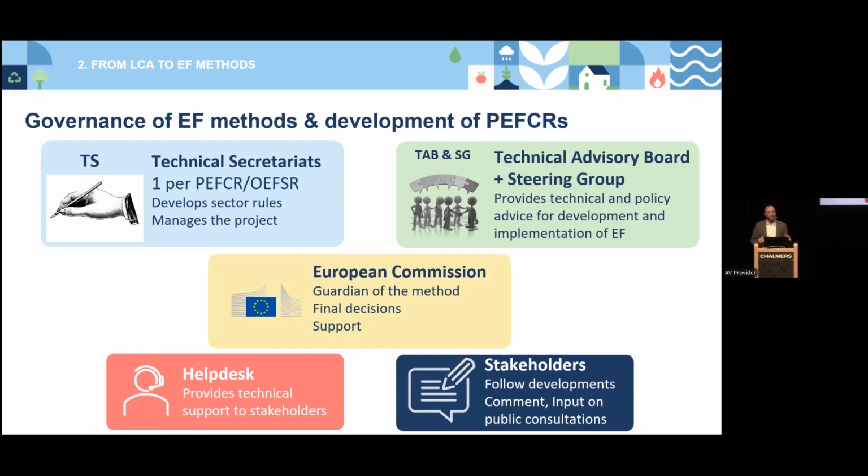We also have the technical secretariats. The technical secretariats are the body that basically does the hard work for the development of the product environmental footprint category rules, or the OEFCR for the organization. And basically, they manage this project and ensure that it is developed according to the rules of the EF methods.